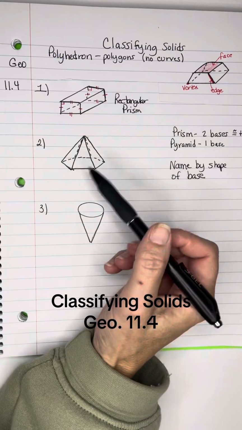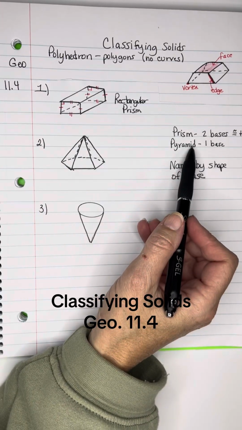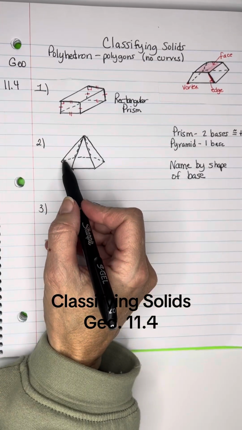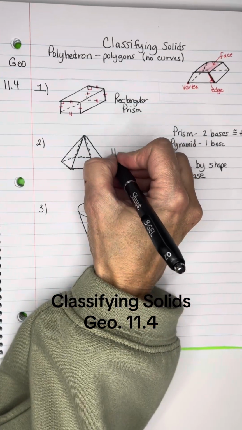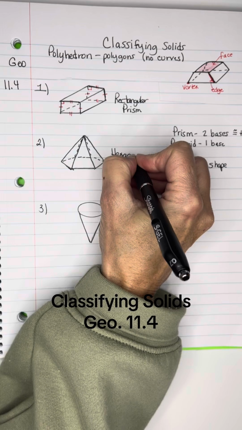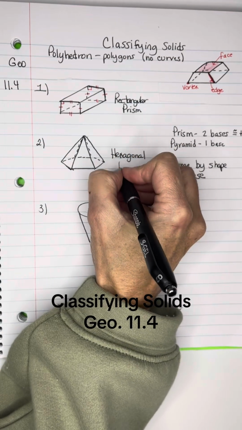Okay, on this one right here, there's only one base, so I will call it a pyramid. And the shape of this base is 1, 2, 3, 4, 5, 6 sides. So this will be a hexagonal pyramid.